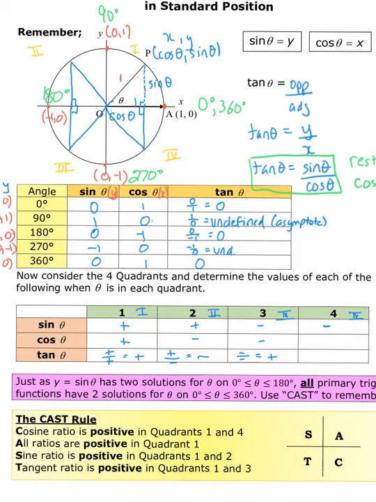So for any angle in here, cos of that angle will be positive. So sine is negative, cos is positive, a negative divided by a positive is negative. So tan is negative.